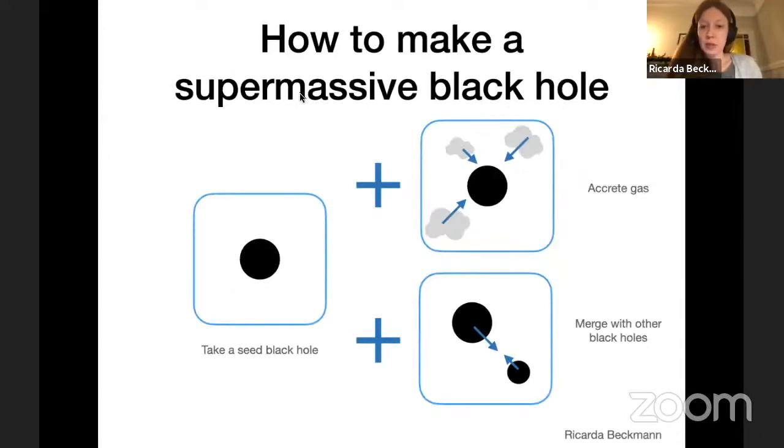So how do you make a supermassive black hole? This is Black Holes 101, but very simply, you have to start with a seed black hole. How the first seed black holes formed at very high redshift is a whole field of research, and it's not a topic I want to go into today, because I really want to think about how these seed black holes then grow and possibly become supermassive throughout their evolution.